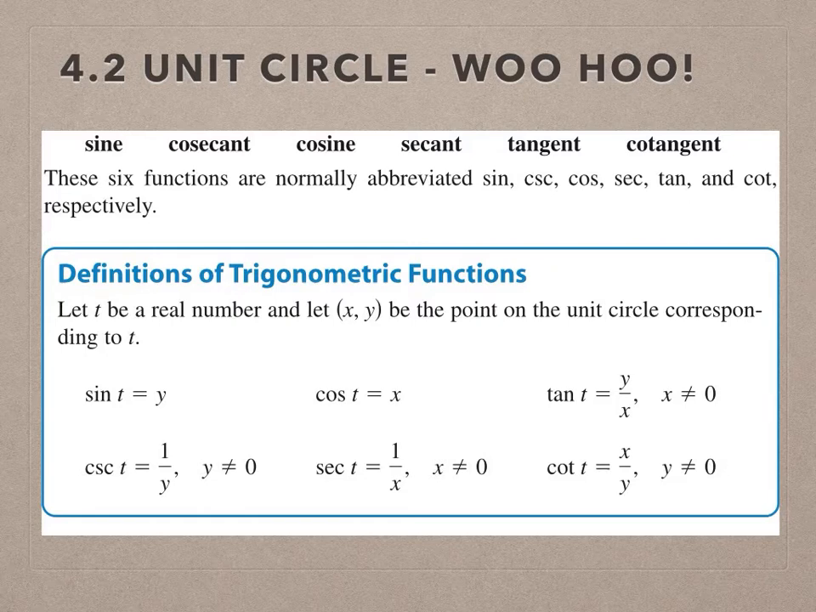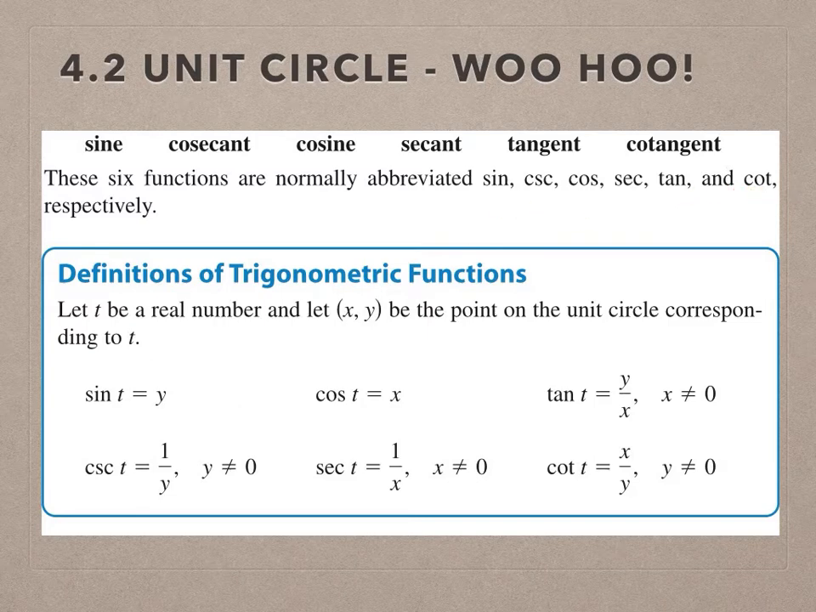So let's start by finding this page in your notes, and today we're going to talk about the 6 trigonometric functions. For most of you, you've heard of the sine function, cosine function, and tangent function when you did SOHCAHTOA. There is also the cosecant, secant, and cotangent function, and their abbreviations are below.